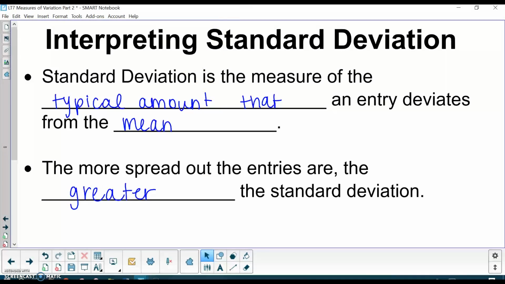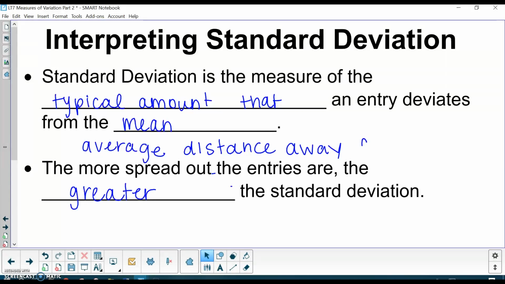So following last class where we found standard deviation, this time we're going to interpret it. A reminder that standard deviation is the measure of the typical amount that an entry deviates from the mean. So it's basically the average distance away from the average. The more spread out they are, the bigger the standard deviation is.